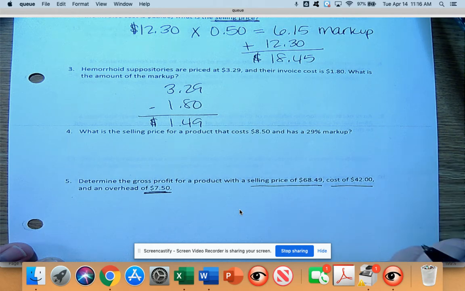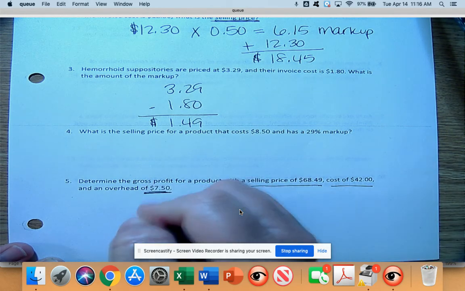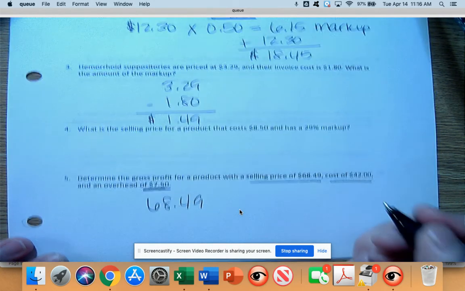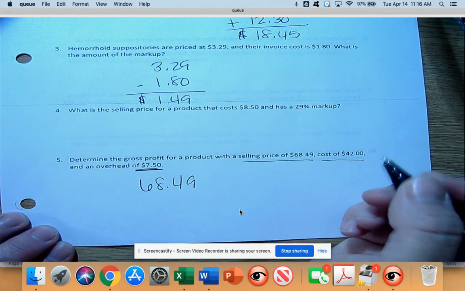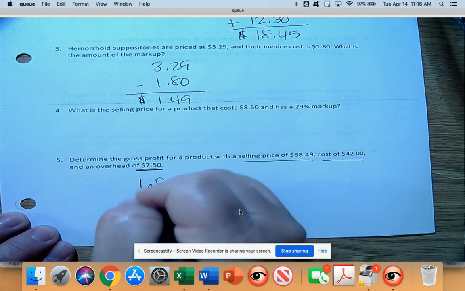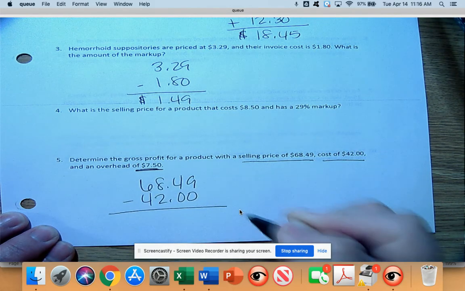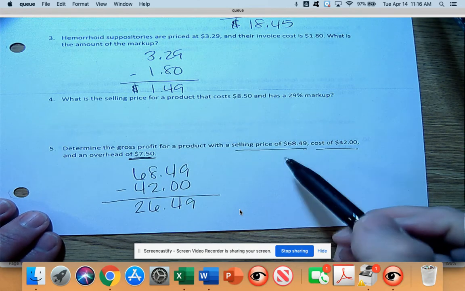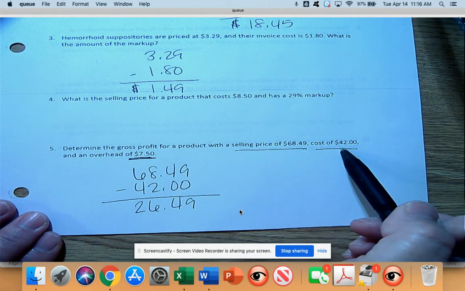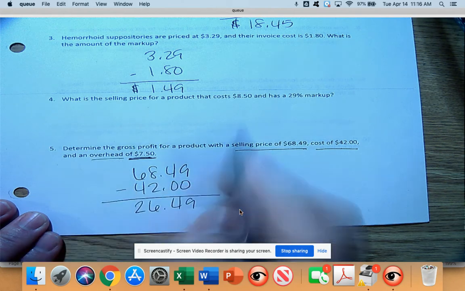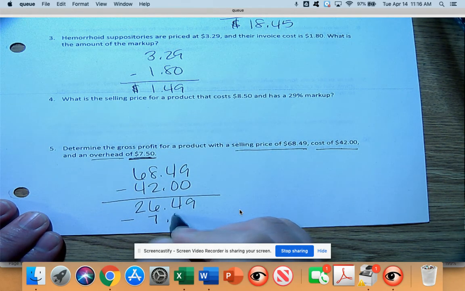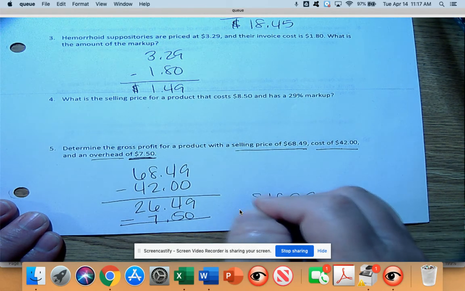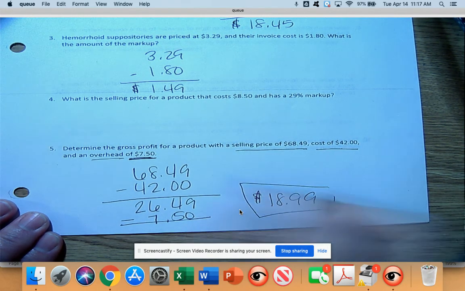So here, what we're going to do is our selling price is $68.49. And there's a couple different ways or orders you can do this, and there's not a wrong way. I'm going to go ahead and subtract my cost out, which I know is $42, and that gets me $26.49. Now, this is my selling price minus my cost, but then I'm going to go ahead and subtract out my overhead as well. So I'm going to subtract out my $7.50 to get a total of $18.99. So that would be my gross profit. That's what they're asking for there.